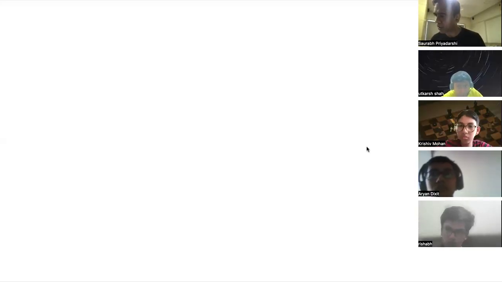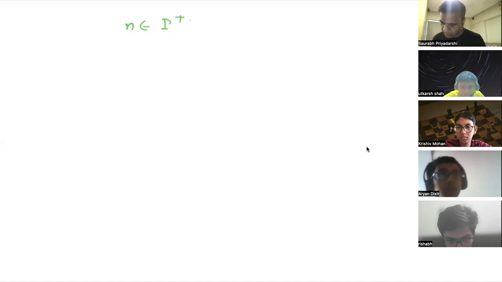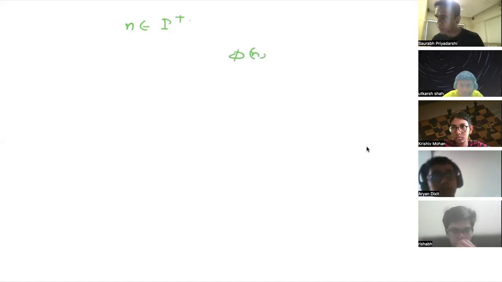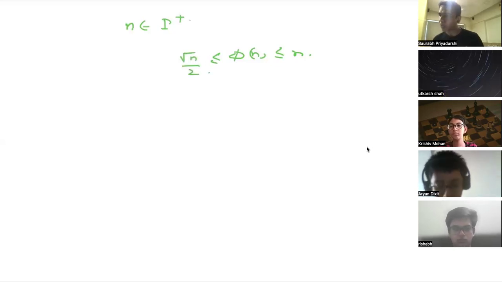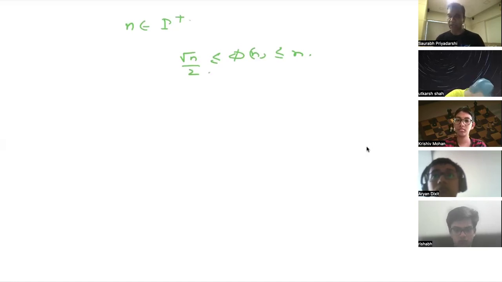What we have to prove in this case, for positive integer n, is that phi n is less than n and greater than or equal to root n by 2, right? In this type of question, we have to find this phi n, and you all know the meaning of phi n, right?